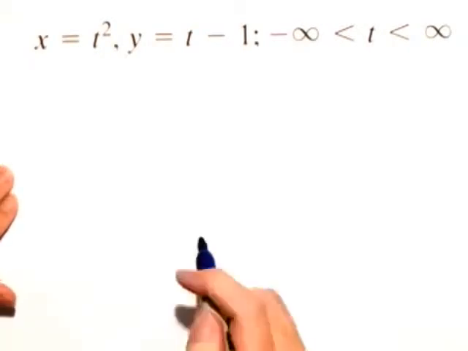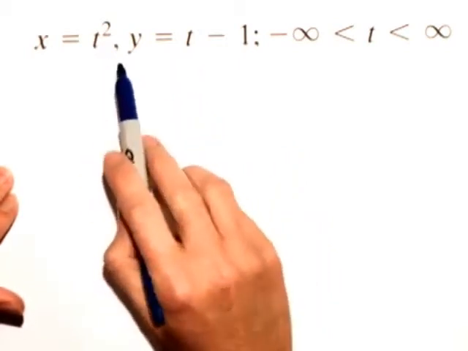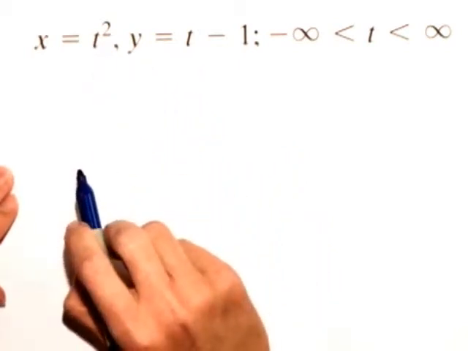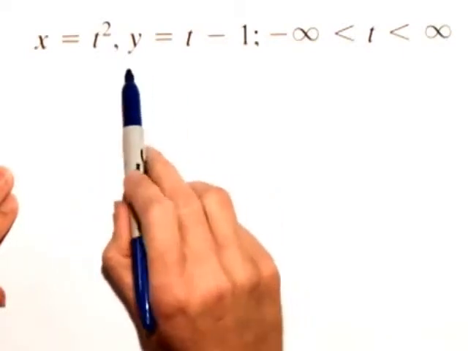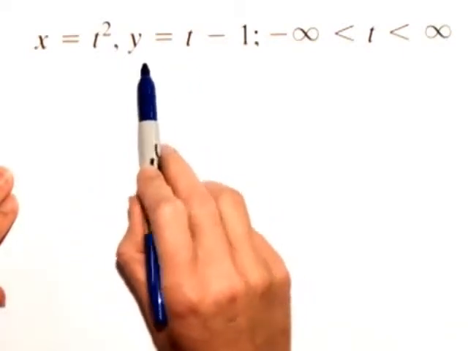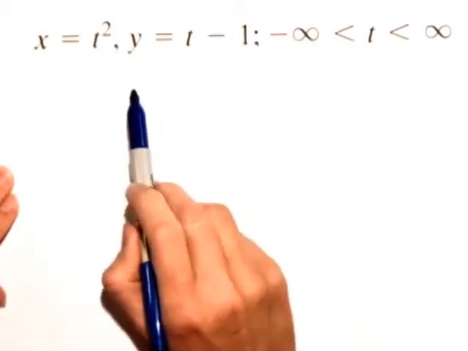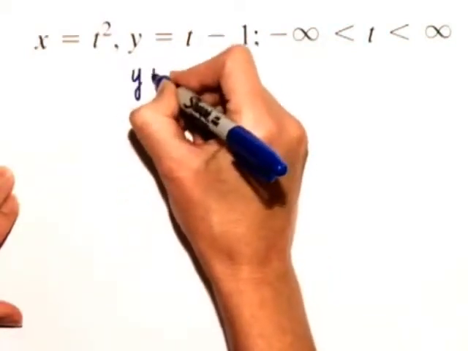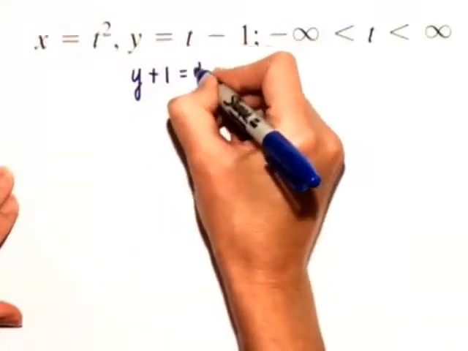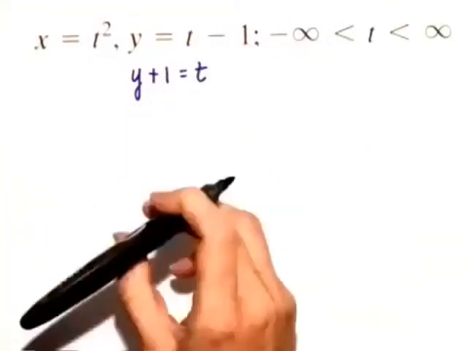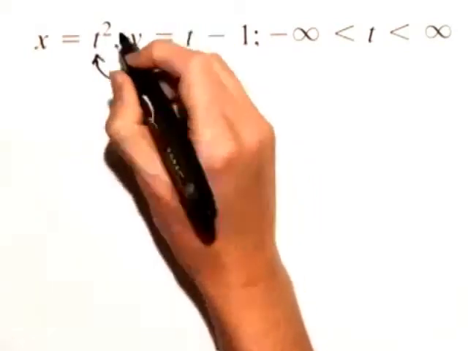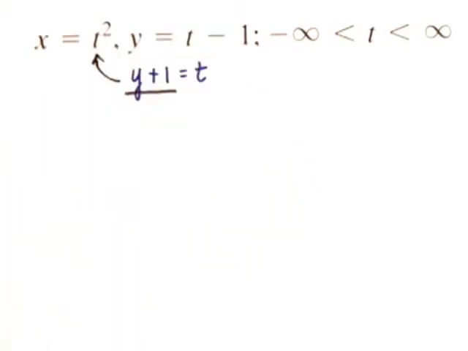If we want to eliminate the parameter t, it's best to take one of these two equations and solve it for t and then use substitution. Looks like it'll be easier to solve the second equation, y equals t minus 1, for t. If we do that, we'll add 1 to both sides and we get y plus 1 is equal to t.